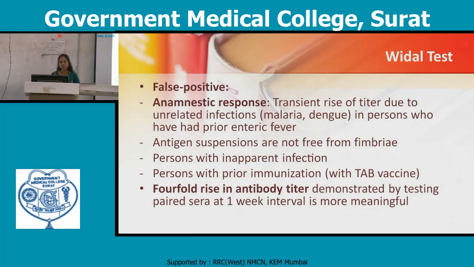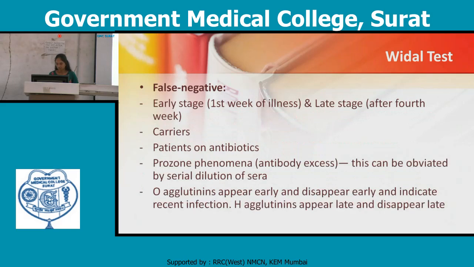Antigen suspensions are not free from fimbriae. In persons with inapparent infection and persons with prior immunization with TAB vaccination, a fourfold rise in antibody titer demonstrated by testing paired sera at one week interval is more meaningful. False negative occurs in the early stage, in the first week of illness, and the late stage, after the fourth week. It also occurs in carriers, patients on antibiotics, and due to the prozone phenomenon caused by antibody excess. This can be obviated by serial dilution of sera.